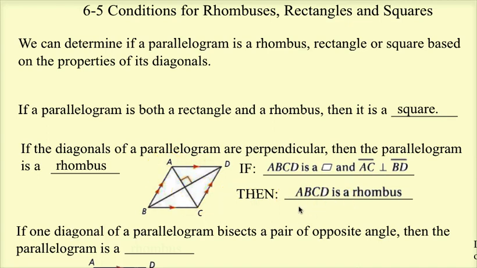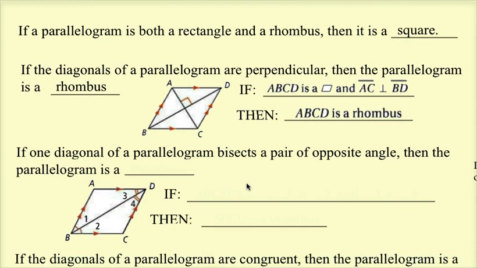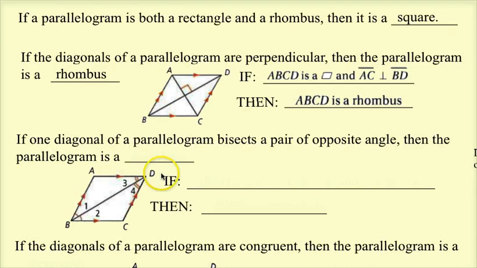Okay, the second thing is, if one diagonal of a parallelogram bisects a pair of opposite angles, then the parallelogram is a rhombus. Once again I have a parallelogram right here, parallelogram ABCD, and I'm looking at angle 1 and angle 2, and they're congruent to each other, and angle 3 and angle 4 are congruent to each other.